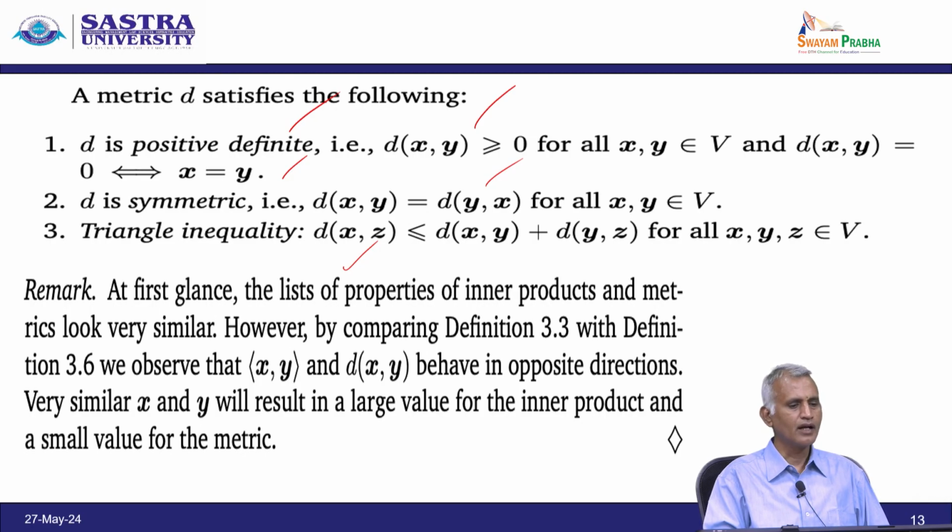Note, at first glance, the list of properties of inner products and metrics look very similar. However, by comparing the definition 3.3 with definition 3.6, we observe that the inner product of x comma y and the metric d of x comma y behave in opposite directions. So, very similar x and y will result in a large value for the inner product and a small value for the metric.